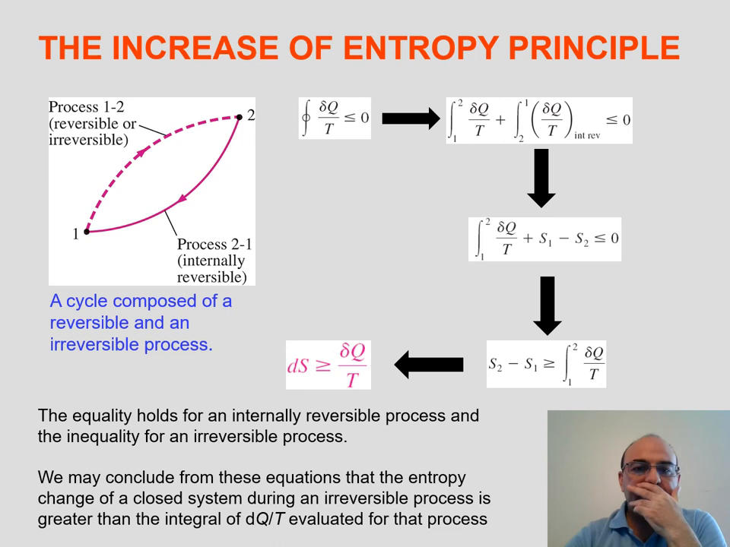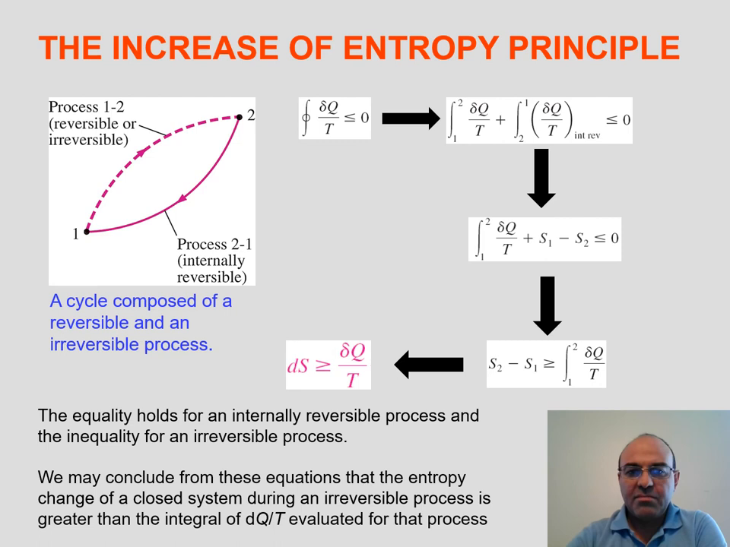So the increase of entropy principle. Let's say that we start from the Clausius inequality, the cyclic integral of delta Q over T is equal to zero or less than zero. How do we define this cycle? We start from point 1, go to point 2 on process 1-2, which is reversible or irreversible. It's just any process. But when we want to come back from 2 to 1, we certainly follow an internally reversible process. So from 2 to 1, we can actually define the entropy.